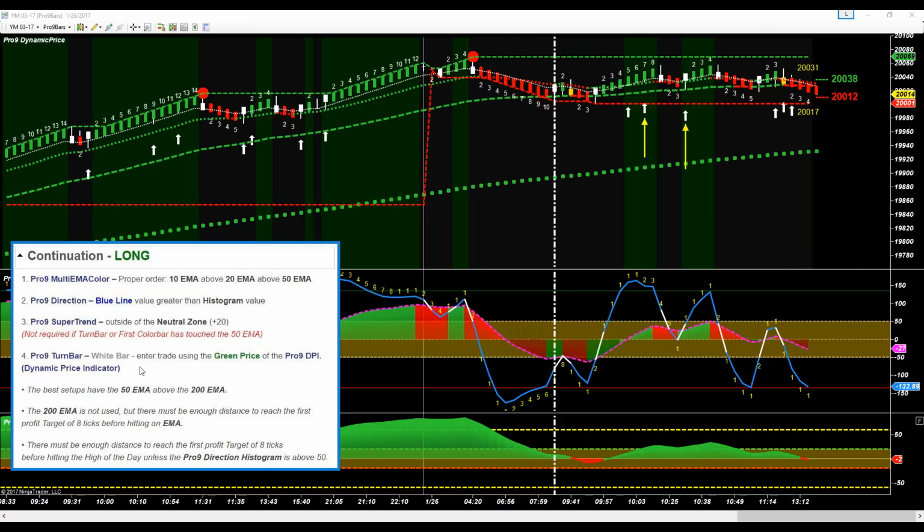And then we're looking for our turn bar, which is our entry bar, ideally. And we want to use the DPI that will create that bar. And I'll go over how we can use that after we look at this trade.